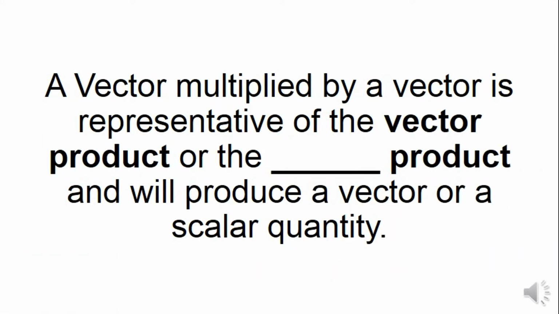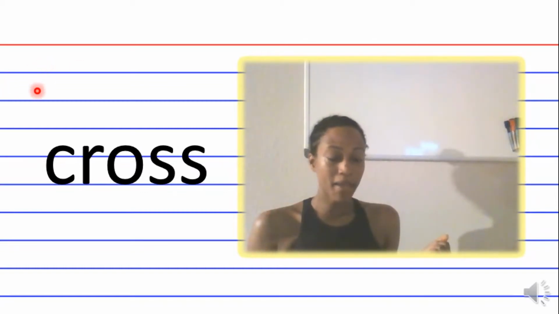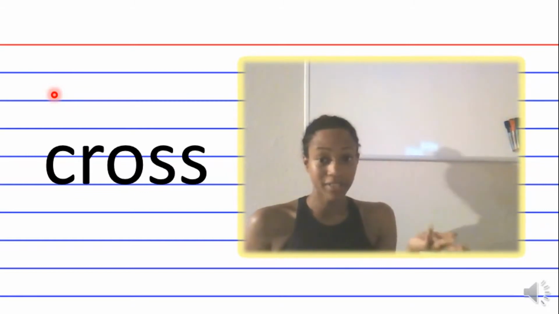A vector multiplied by a vector is representative of the vector product, or the blank product, and will produce a vector or scalar quantity. So fill in the blank. It's a cross product. On the flip side, or front side, of this card, it basically says that the cross product can be a vector or a scalar.